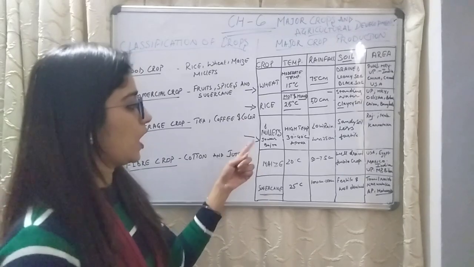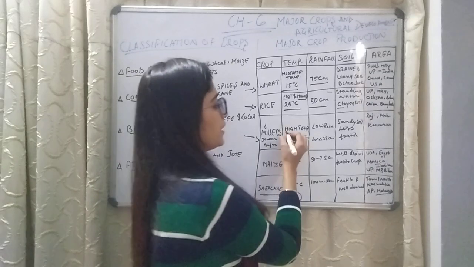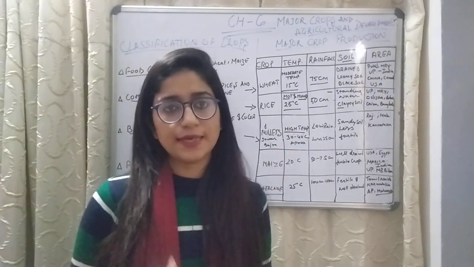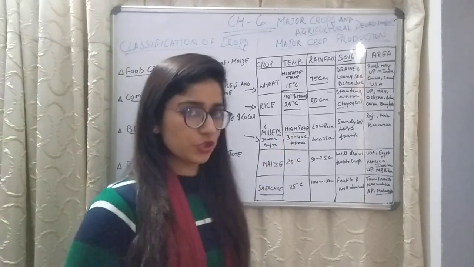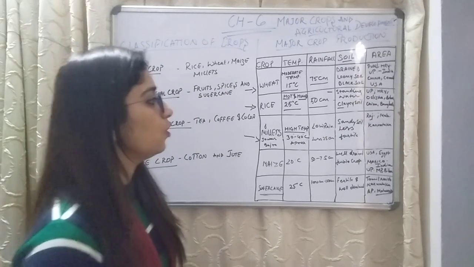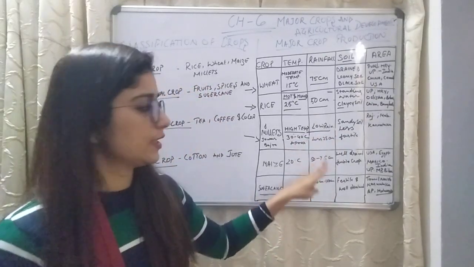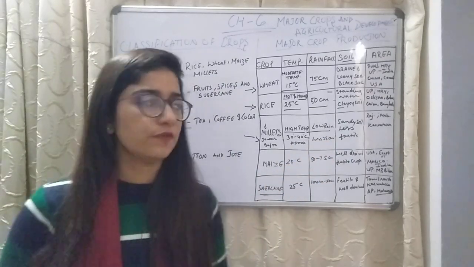Now coming to the third, that is millets. Millets are like jowar, bajra. For these crops we need high temperature, approximately 30 to 40 degrees, which is considered high. That kind of temperature we require. There should be low rainfall, less humid, like less than 25 centimeters, below 25 centimeters.